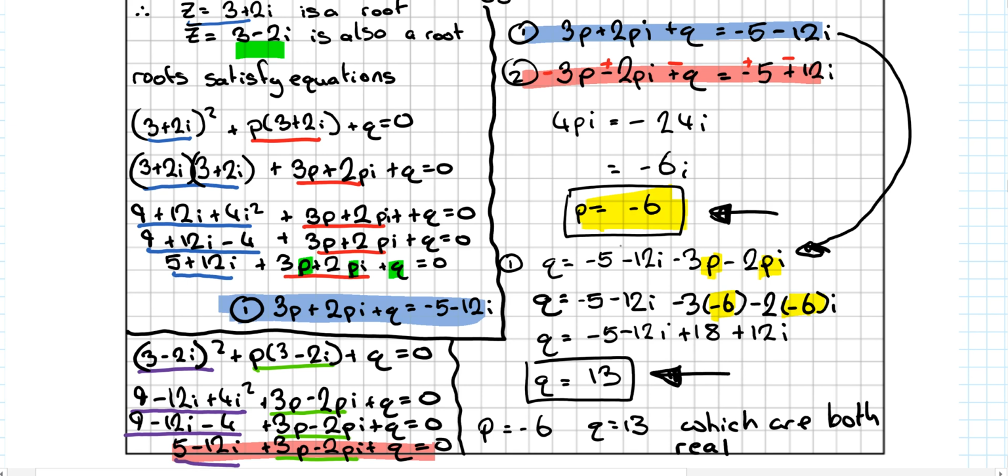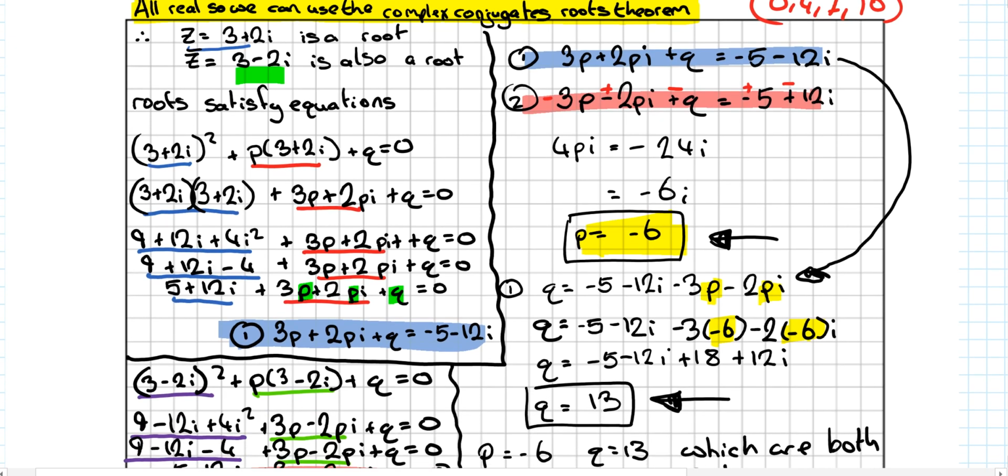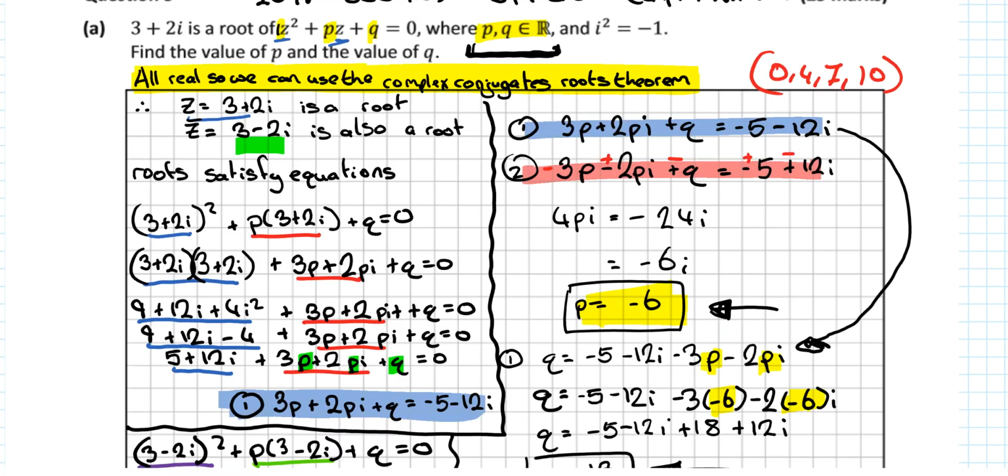How do I know that's kind of right? Remember, they're real. p and q should not have i's in them. They are real. So it's a 10 mark question, 0, 4, 7, 10. Quite a nice question, to be honest.